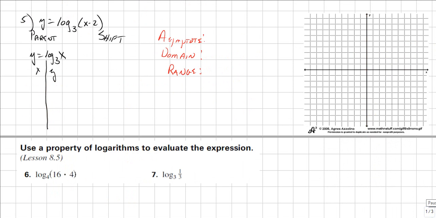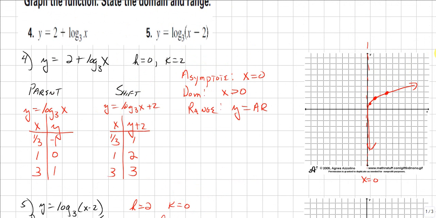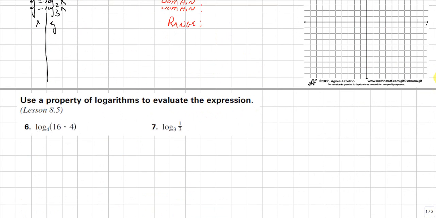Okay, let's go ahead and do the next one. What we have here is y is equal to the log base 3 of x minus 2. So if we look at that, h is going to be equal to 2, right, because it's x minus h, so h is equal to 2, k is equal to 0. So doing my parent graph, let me make sure it was log base 3. The next one is log base 3, yes. Okay, it's another log base 3.